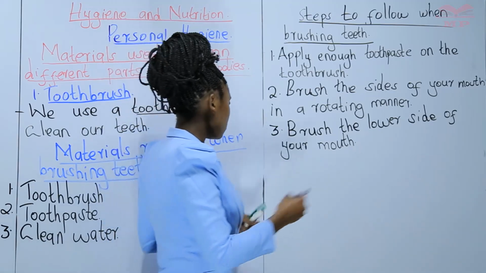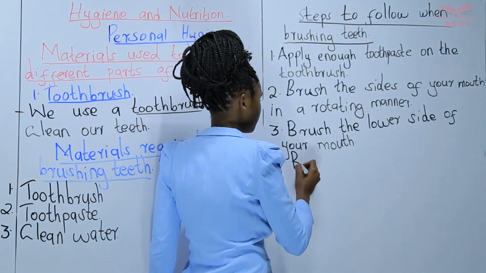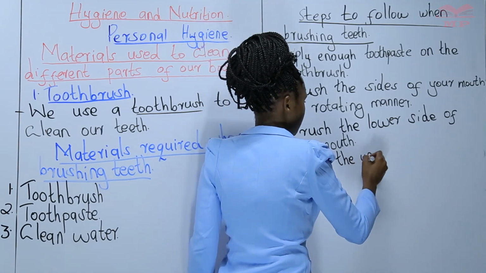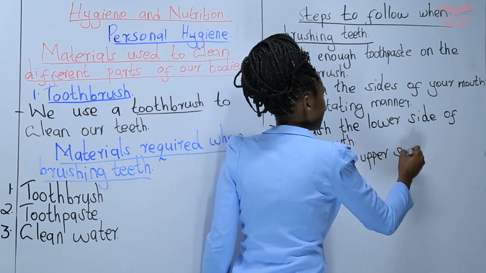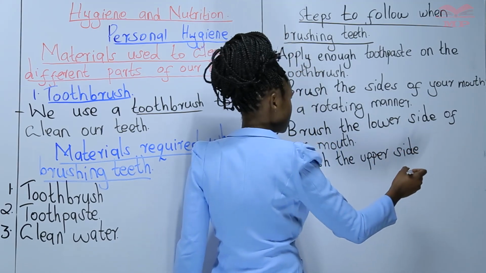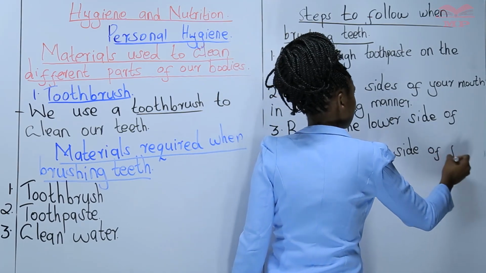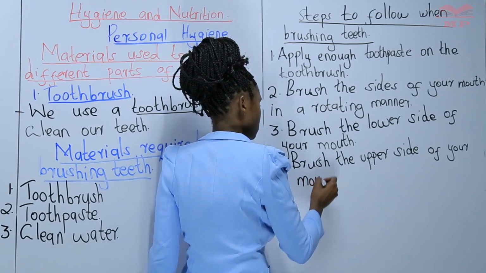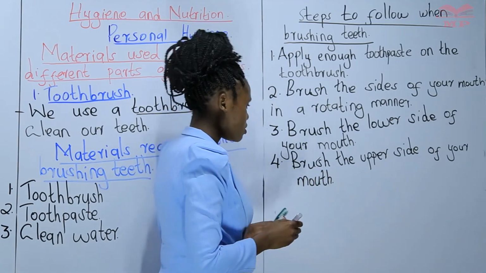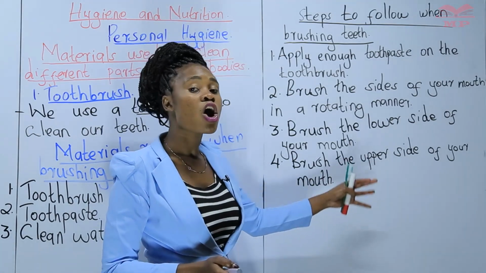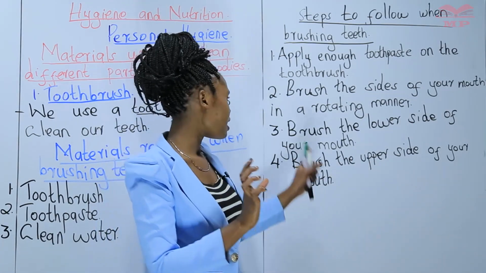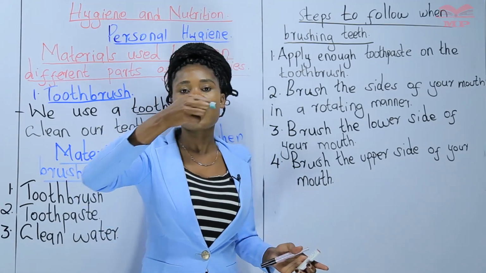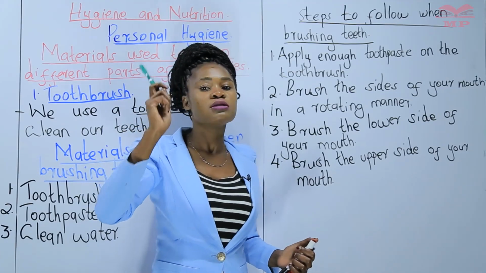After that, you brush the upper side of your mouth. Remember in the last step you brushed the lower side. You are now brushing the upper side. You brush it. Remember you are brushing it in a rotating manner.